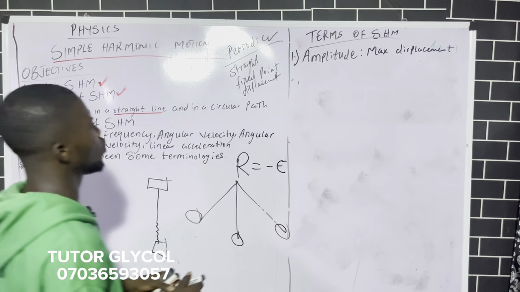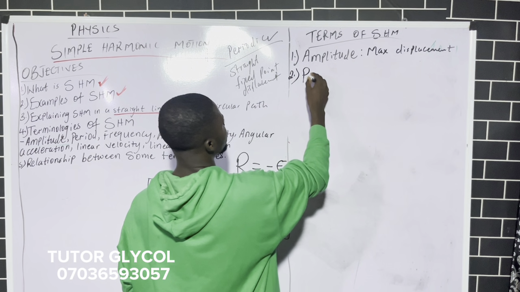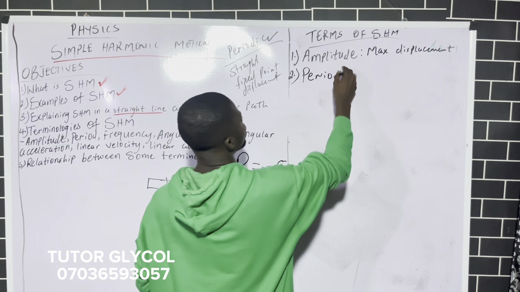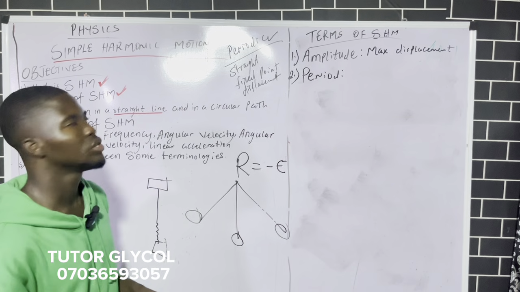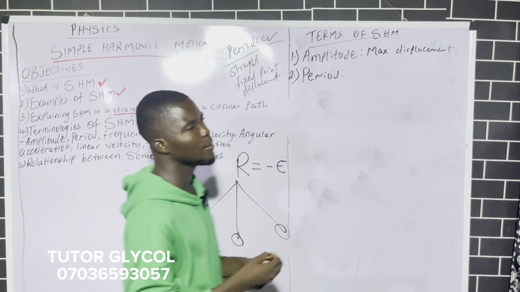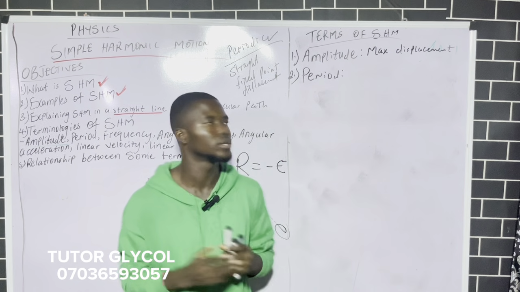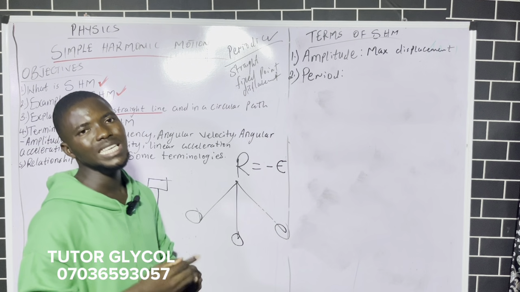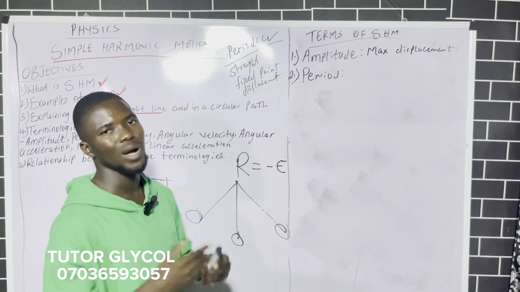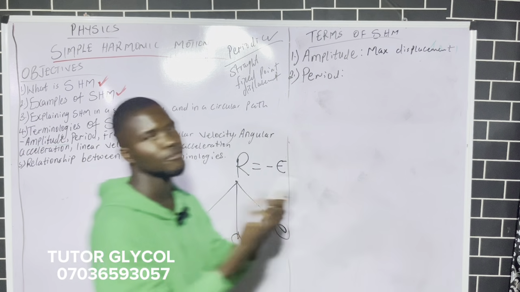Then the next one, number 2 of the terminologies, is period. Many a time students confuse this with frequency, but I'm going to differentiate it now. What is period? Anytime you hear the word period, remember time. Period, time. Period is the time taken to complete one cycle. Period is the time taken to go to and fro.